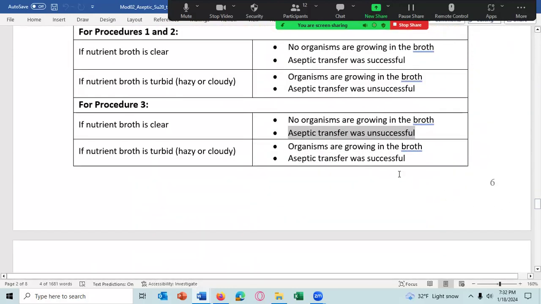So that's what we're doing, meaning that we are purposely putting cells into the tube. And so if there's no organisms growing in the tube, then aseptic transfer was unsuccessful. And hopefully you understand that. If not, think about it. And if nutrient broth is turbid, hazy, or cloudy, organisms are growing in the broth, and aseptic transfer was successful.